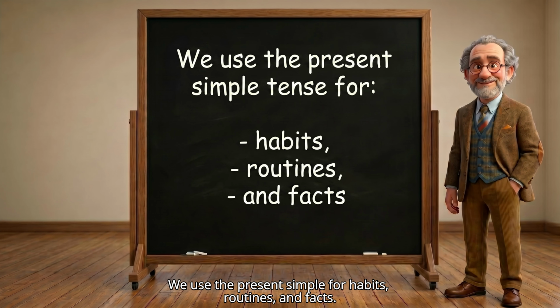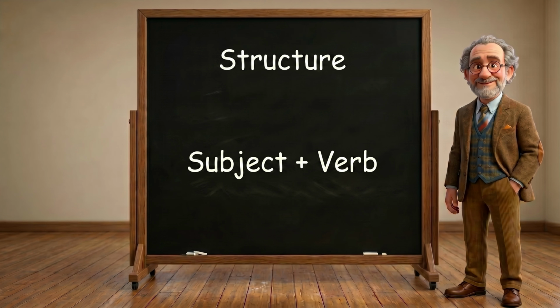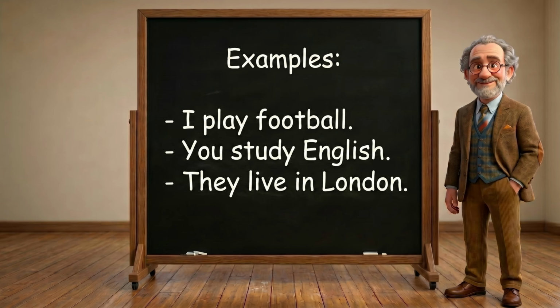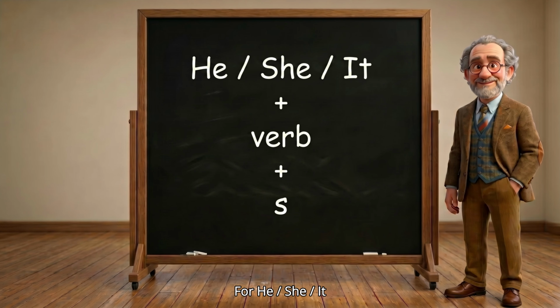We use the present simple for habits, routines, and facts. Structure. For most subjects, I, you, we, they, plus verb. Examples. I play football. You study English. They live in London. For he, she, it, we usually add s to the verb.